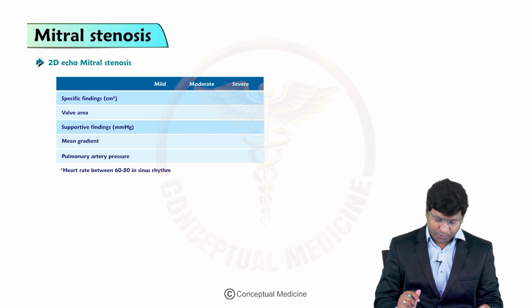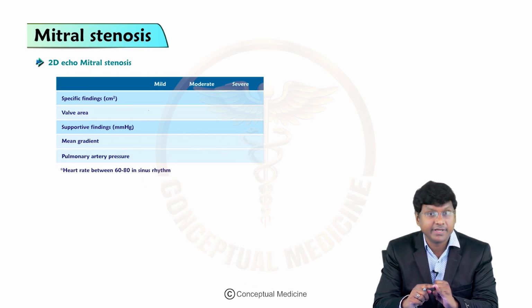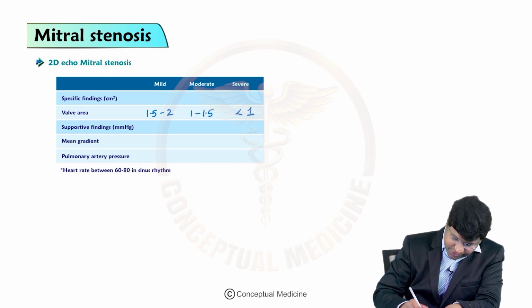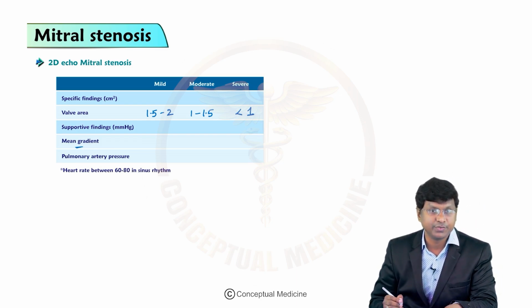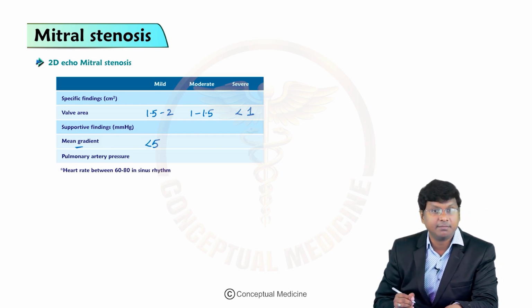So in the 2D echo, what all do you need to make out? One is the valve area. In mild mitral stenosis, the area will be around 1.5 to 2 centimeters square. Whereas in moderate mitral stenosis, it is around 1 to 1.5 centimeters square. And in severe mitral stenosis, the area will be less than 1 centimeter square. And you take the gradient across the mitral valve.